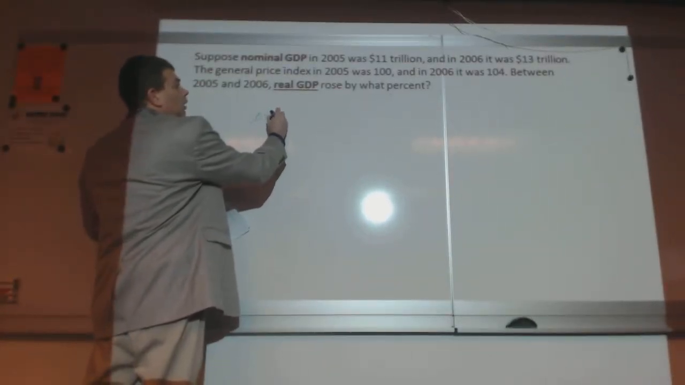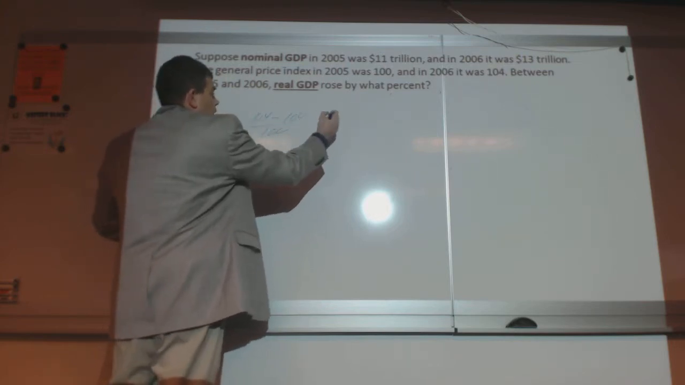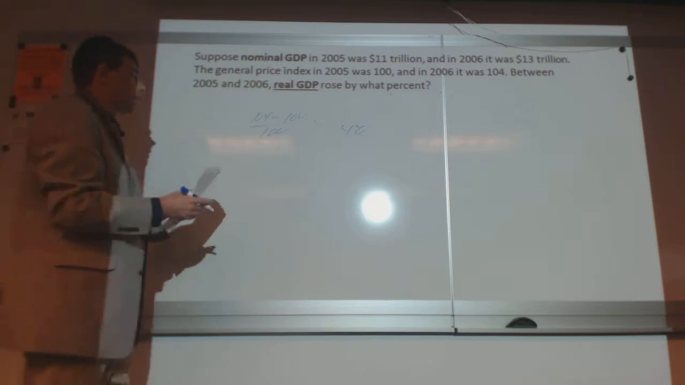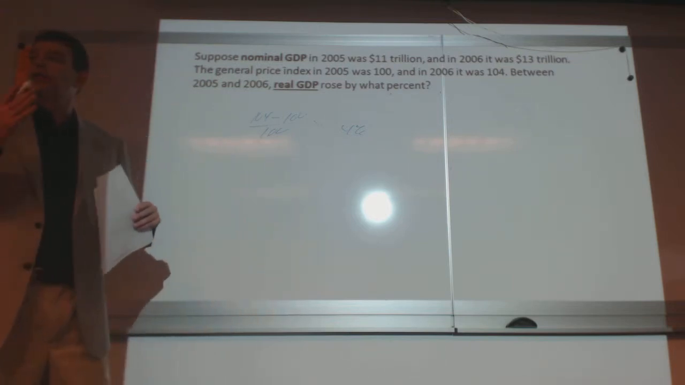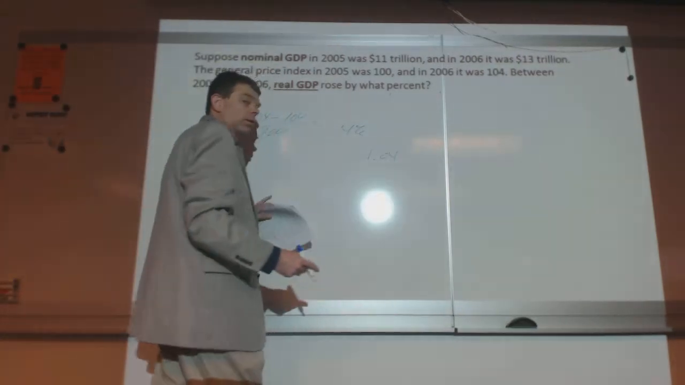I would like to know by what percent real GDP has increased between 2005 and 2006. So go ahead and take a moment, and let's work through step one. The first thing we need to do is figure out the rate of inflation. So if we went from 104 minus 100 divided by 100, that looks like 4%, right? Is that the inflation rate, 4%? Correct. So to adjust, it's 1 plus the rate of inflation. So that is 1.04.